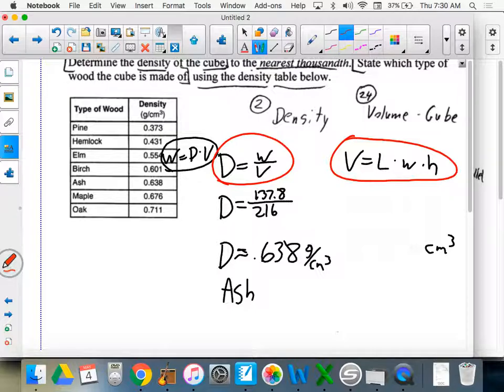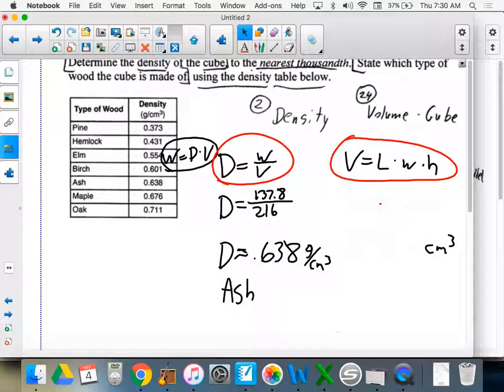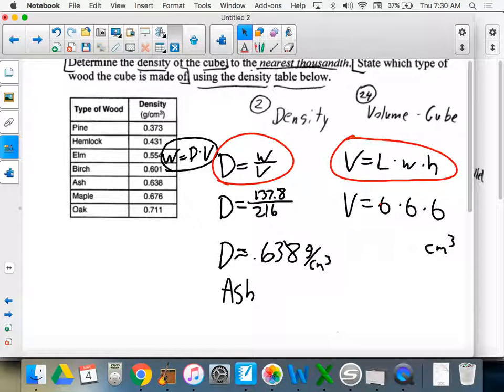They told us that we're dealing with a cube, which means all sides and edges have the same length. In this case, that length is 6. So volume would be 6 times 6 times 6, which would give us a volume of 216 centimeters cubed.